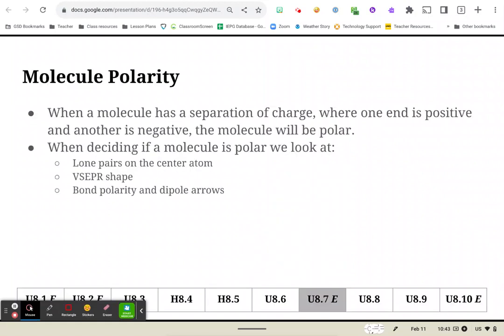All right, so to know whether a molecule is polar or not, you're looking for a separation of charge where you have one end that is positive, and you're going to see a delta plus on that end, and another end is negative. Or we actually could have something that's positive and another part is neutral, but there's going to be a difference. It will not all be the same on the outside. When we have that, we say the molecule is polar, or it has poles. It has one positive end, one negative end, or one end that's more positive, one end that's more negative. So to look at this, we need to look at three things: the lone pairs on the center atom, the VSEPR shape, those are going to become very important, and the bond polarity and dipole arrows.